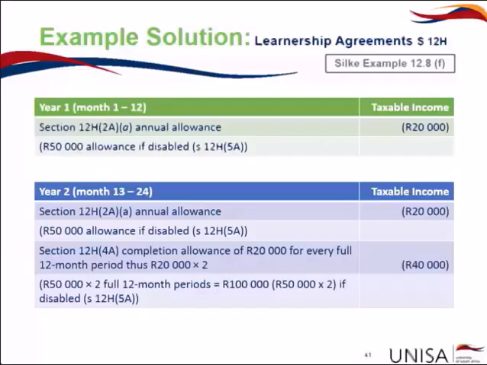But now remember, for each full 12-month period, because we're getting 24 months, we have 2 12-month periods. So if we're doing less than 24 months, we would only have gotten the 20,000 once. But because we are doing 24 months, or if it had been more, let's say 26 months for argument's sake, we would still have gotten the 20,000 times 2. And that would be the allowances that we get in year 2. Again, if they'd been disabled, we would be using the 50,000 times 2. We do not apportion the completion allowance. We only apportion the annual allowance.